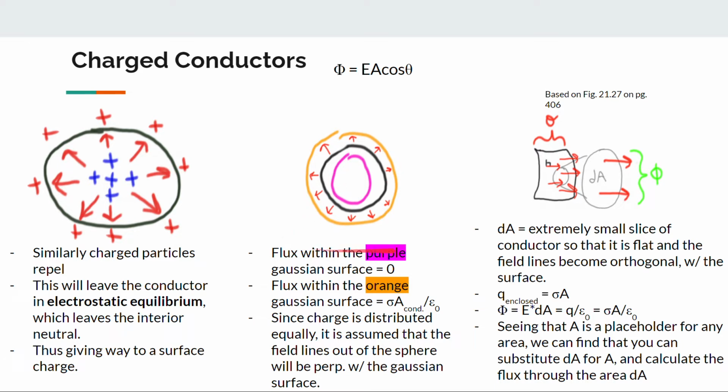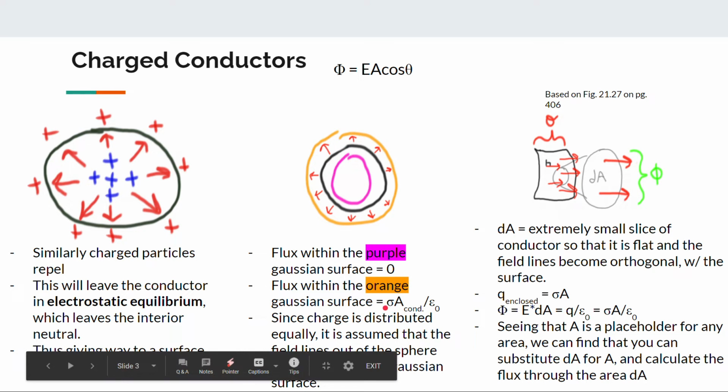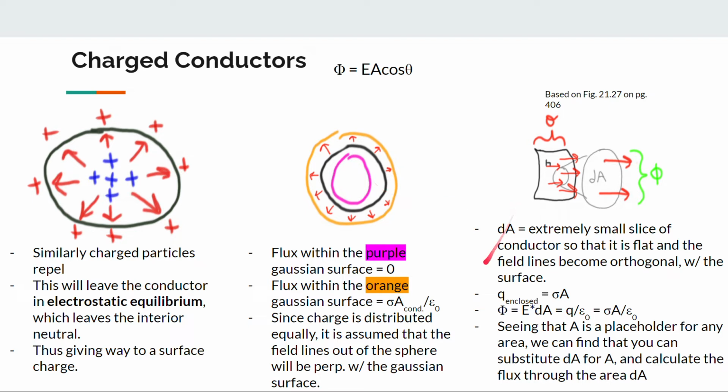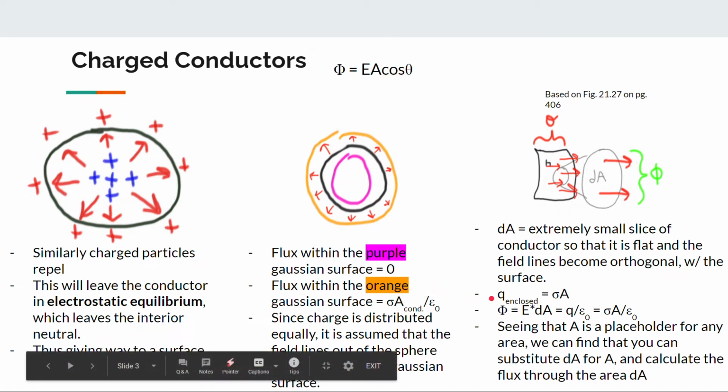So the flux within the purple Gaussian surface will equal 0 because flux is equal to E times A cosine theta, and if there's no E, there's no flux. Alternatively, flux within the orange Gaussian surface will be equal to the surface charge density multiplied by the area divided by epsilon naught. Since charge is distributed equally, it is assumed that the field lines out of the sphere, away from the surface, will be perpendicular with the Gaussian surface. Thus, your cosine is non-existent in this equation.